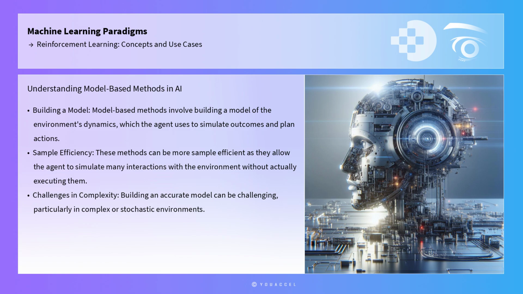Model-based methods involve building a model of the environment's dynamics, which the agent uses to simulate outcomes and plan actions. These methods can be more sample efficient as they allow the agent to simulate many interactions with the environment without actually executing them. However, building an accurate model can be challenging, particularly in complex or stochastic environments.